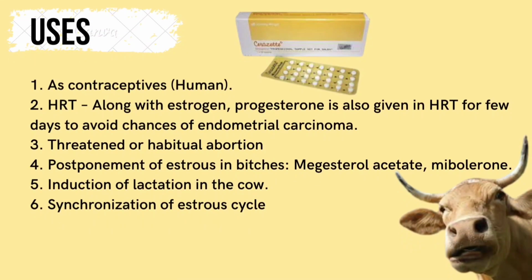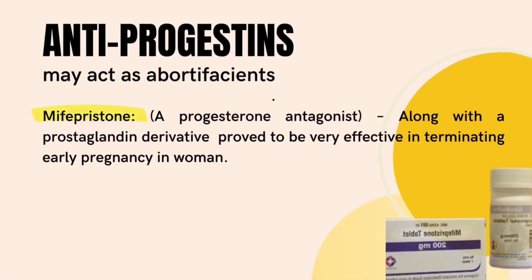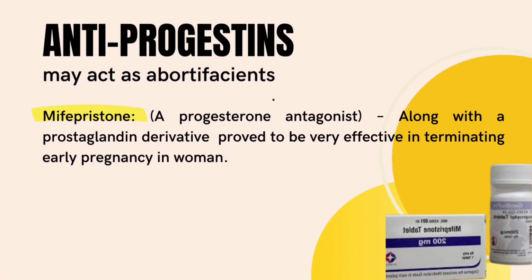Its uses: as contraceptives in humans, and in HRT along with estrogen; progesterone is also given in HRT for a few days to avoid chances of endometrial carcinoma. Threatened or habitual abortion, postponement of estrus in bitches with megestrol acetate or mibolerone, induction of lactation in the cow, synchronization of estrus cycle. Antiprogestins may act as abortifacients. Mifepristone, along with a prostaglandin derivative, proved to be very effective in terminating early pregnancy in women.